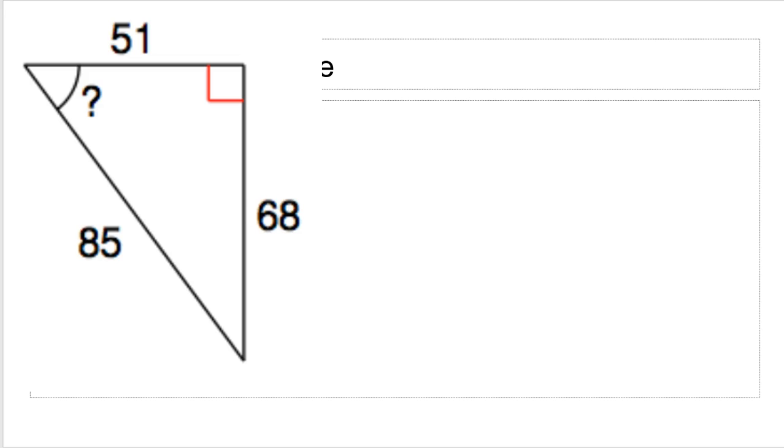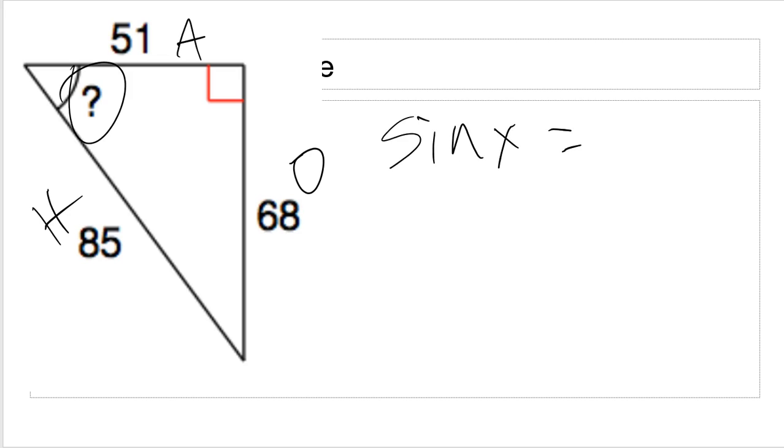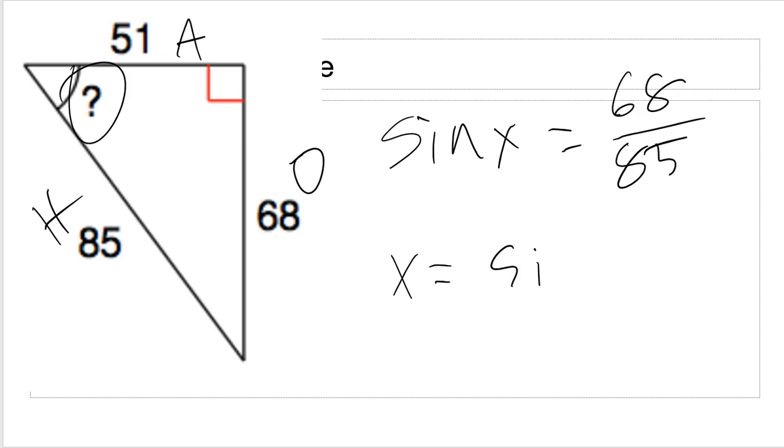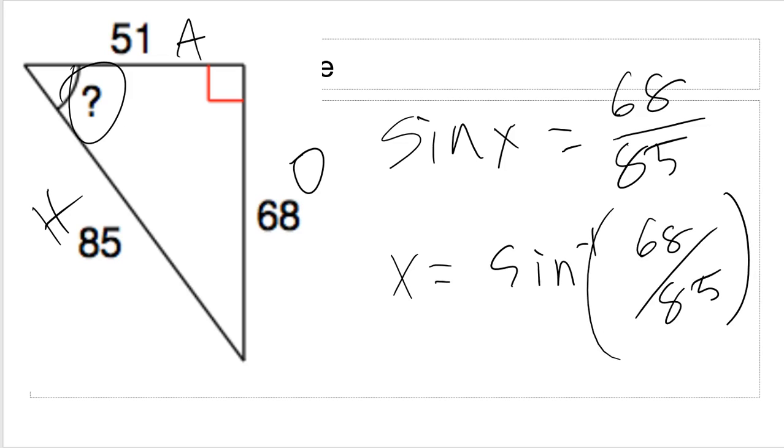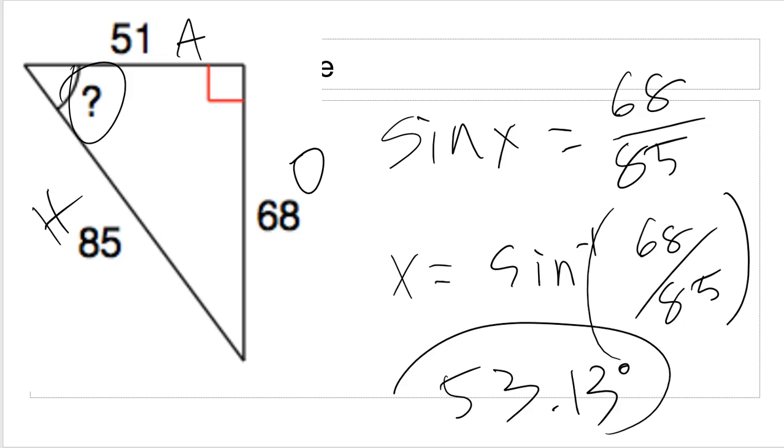Alright, 2 more. Now, when you're given all 3 sides, you can use whichever one you want. Because I have the hypotenuse, the opposite, and the adjacent, whatever one you use, you will get the same answer. I can use sine, tangent, or cosine. Any one of them, I'll get the right answer. So let's do, I don't know, sine. Sine of x equals 68 over 85. That means I'm going to take the inverse. Get my calculator, 68 divided by 85. No matter which way you go, you get 53.13 degrees.